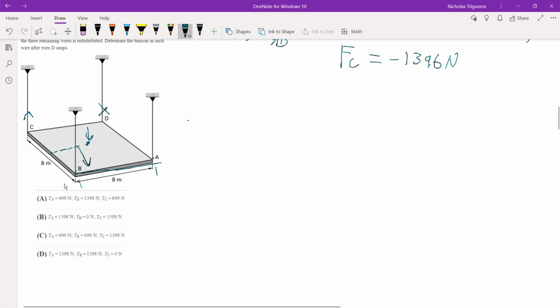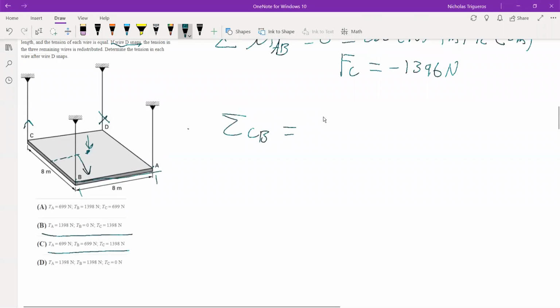So basically it's asking TA, TB, and TC. It wants to know what the forces in these three are. So we got one, what, negative 1396? Mm-hmm. That's for C. So that basically means it could be C or B. So that means we got to get one more. All right, now what's the moment about? CB.